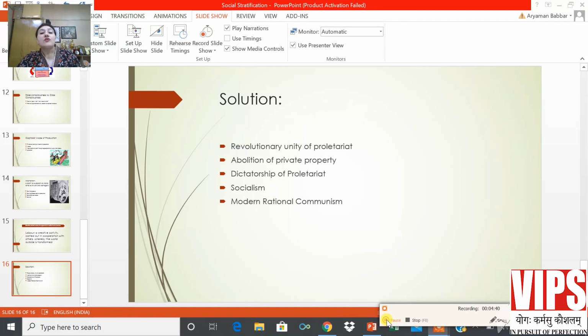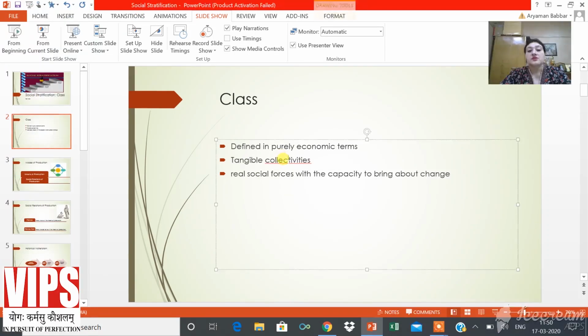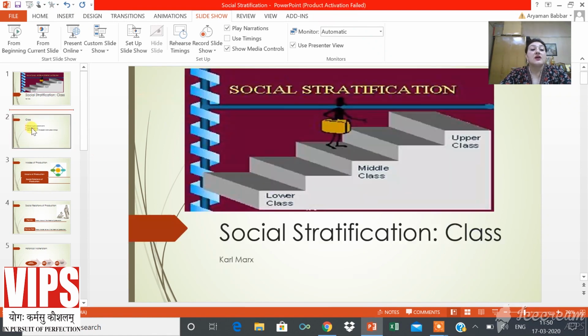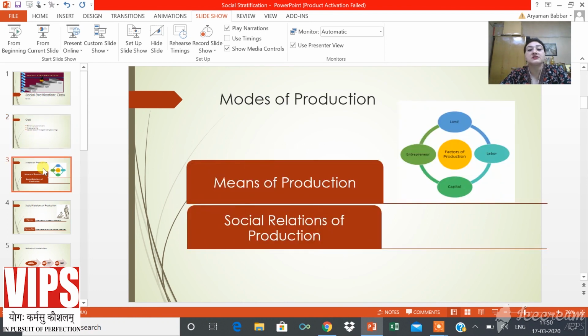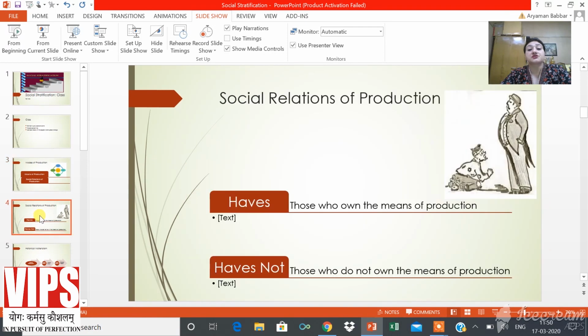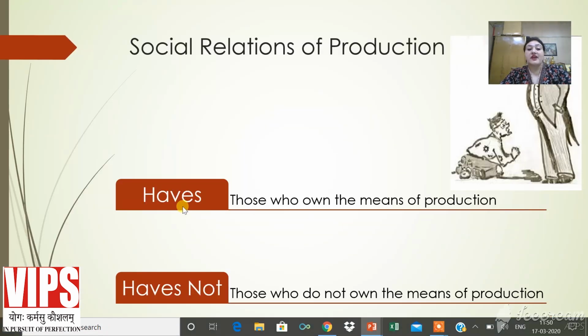So, from this particular lecture, the important issues that you all need to understand are, number one, the concept of class. There could be a short note on the concept of class. We need to understand the idea of modes of production as a combination of means of production and social relations of production. We need to understand that the social relations of production are not very affectionate relationships. They are very exploitative relationships.